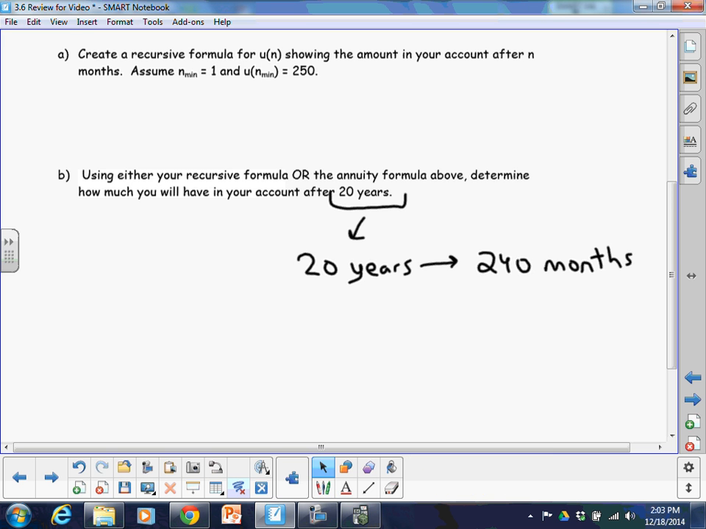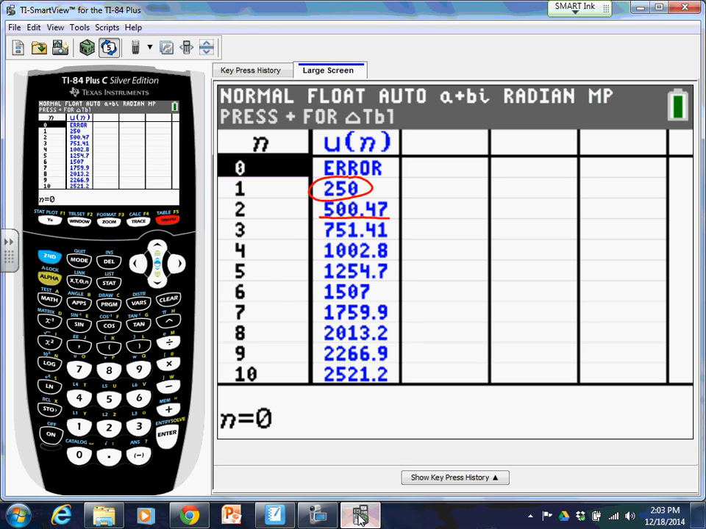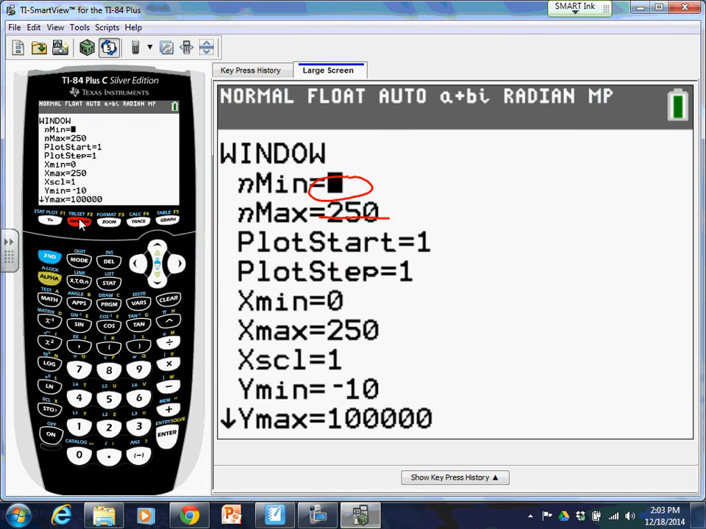What we were doing was actually looking at the graph. It might be easier so you don't have to scroll down as far, and sometimes the table's slow to do all the calculations. So if you want to, once that's in, go ahead and set up an appropriate window, and let's graph the thing.